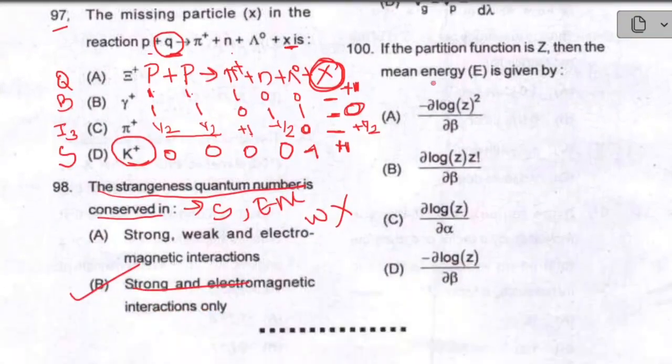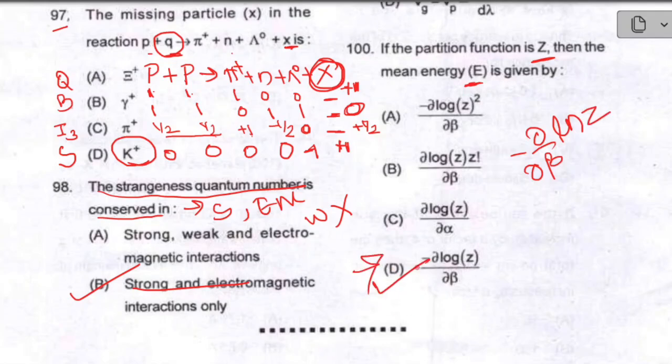Next, 100. If the partition function is Z, then the mean energy is given by minus del by del beta ln Z. So you can check the options. D is your correct option.